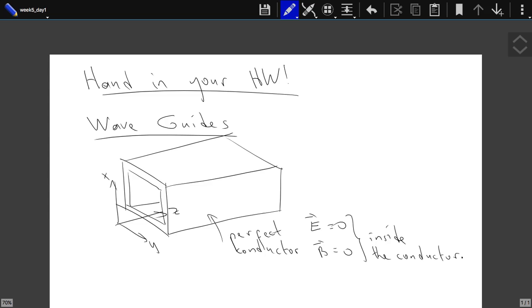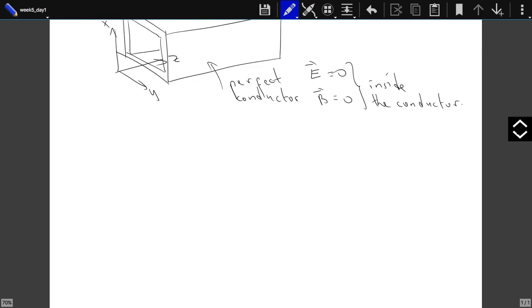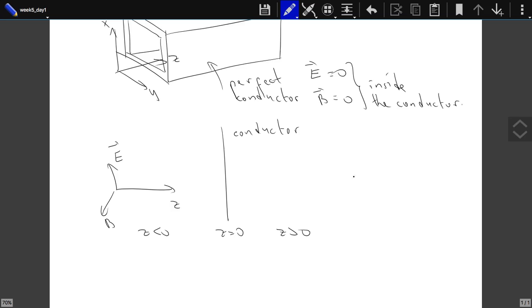Well, you see, if it's a perfect conductor, you don't need a thickness. But if it's not a perfect conductor, there is a skin depth. So you see, if you send an electromagnetic wave, so here you have a conductor, you send some electromagnetic wave, E, B, and let's say this is the z direction. So what happens is this is z is equal to 0, z is larger than 0, z is less than 0.